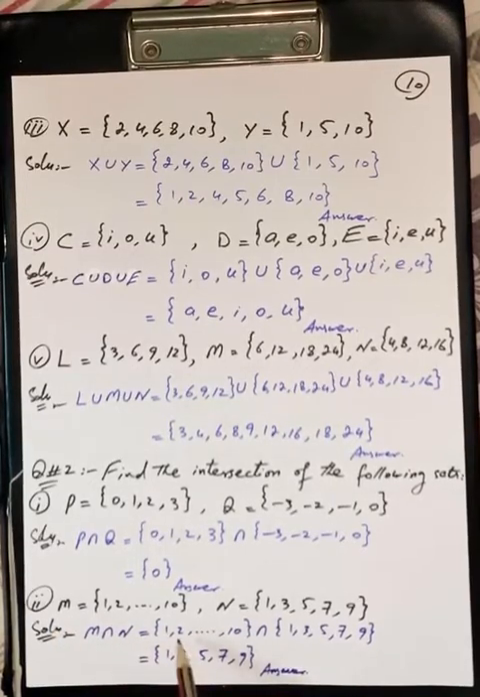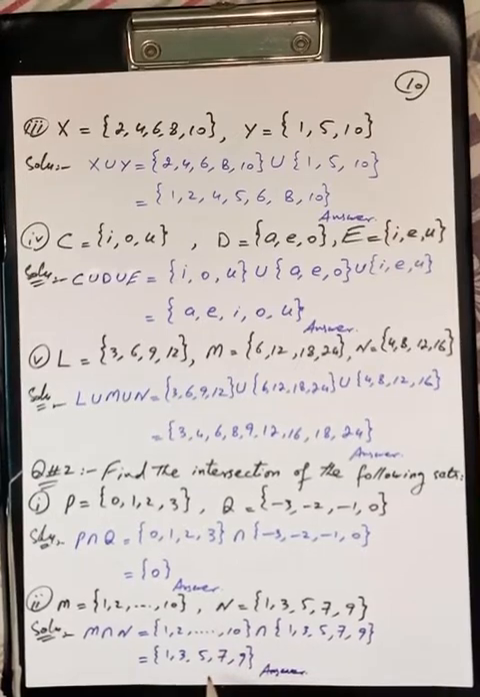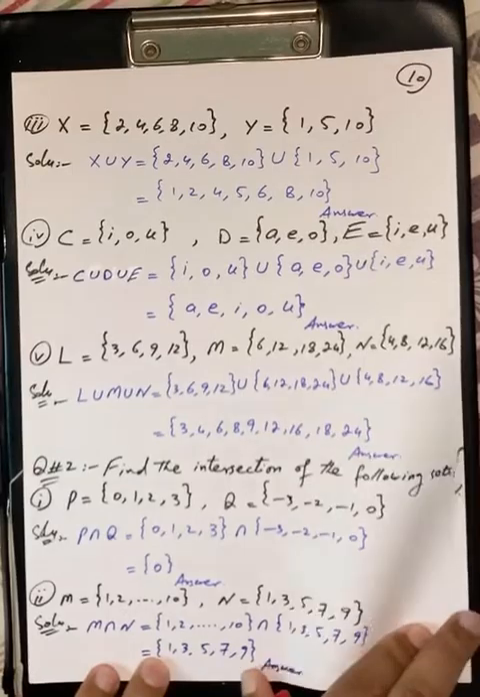M intersection N: set M's elements, set N's elements. M is the first 10 natural numbers, 1 till 10, and N is {1, 3, 5, 7, 9}, the first 5 odd numbers. Okay, dear? So odd numbers are 1, 3, 5, 7, 9 because they are not divisible by 2. So I saw that 1 is common in both. 3 here, after 2 comes 3, then 5, then 7, then 9. So this is the intersection of part number 2, M intersection N.